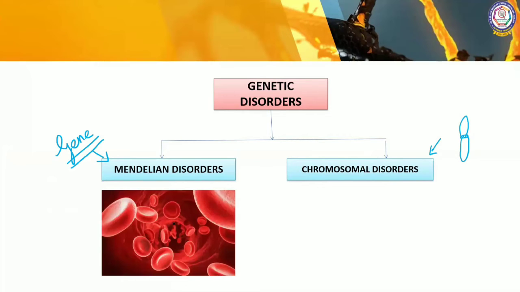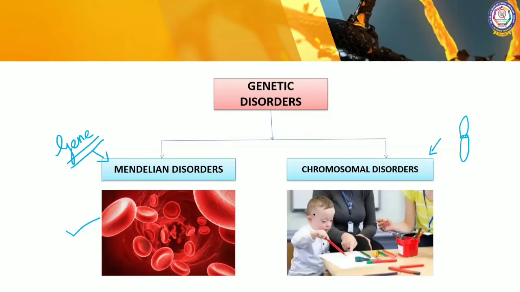So this is one example. Later we are going to see sickle cell anemia. And here in chromosomal disorder, you can see some syndrome. The boy is not normal. He's having some syndrome, okay? Like Down syndrome. We are going to see that.